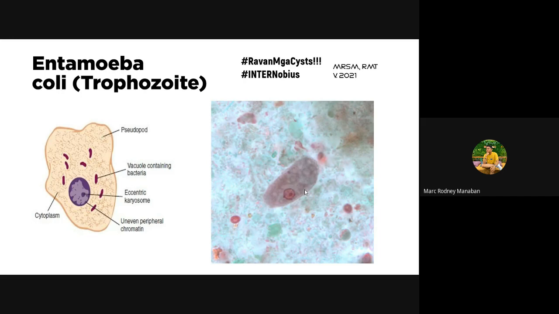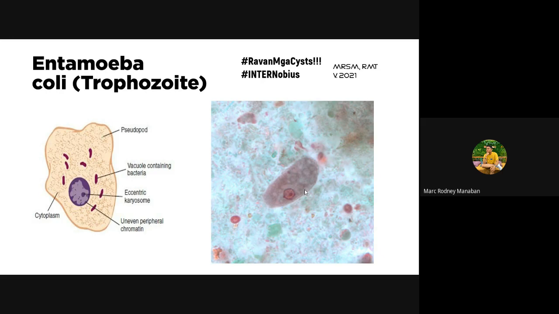So if you are given a question in your exam or wherever, and the description is the opposite, with coarsely granular, dirty-looking cytoplasm and many eccentric caryosomes, then that could be Entamoeba coli.